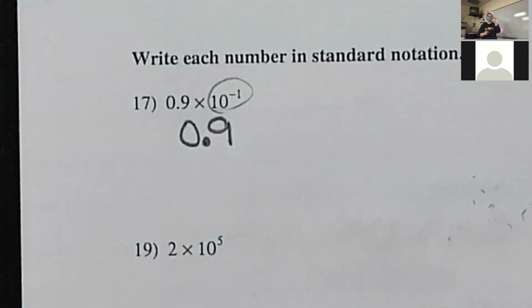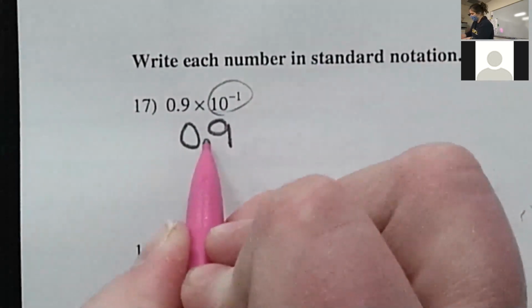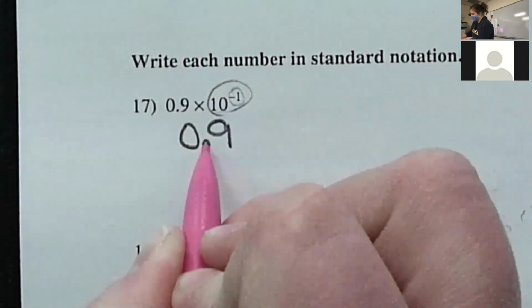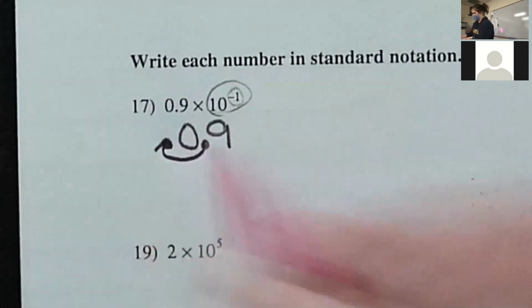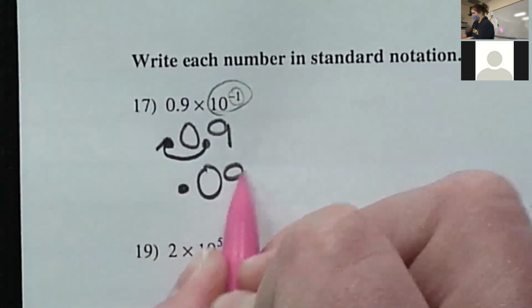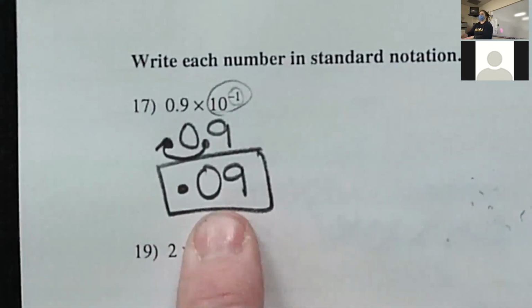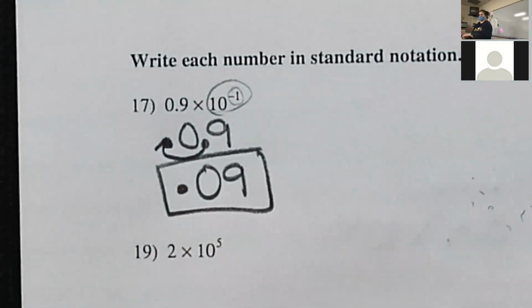So that exponent is telling me how many times to move my decimal. Now, if I'm going negative direction, does that mean left or does that mean right? That means to the left. So I need to move this to the left 1 place. Bloop. So now my decimal is right here, not here anymore. So I have 0.09.